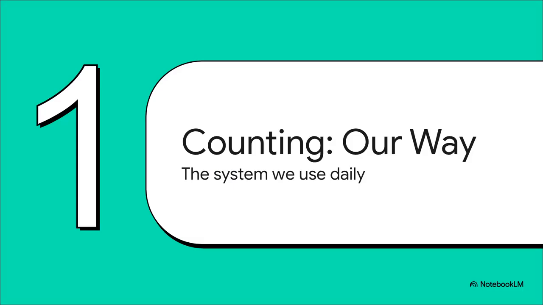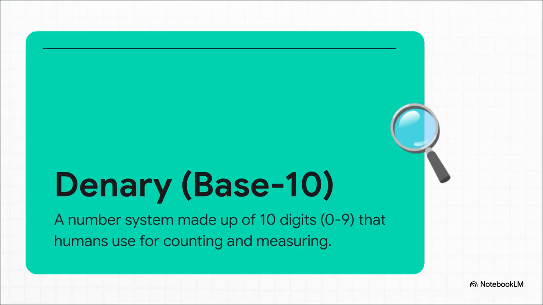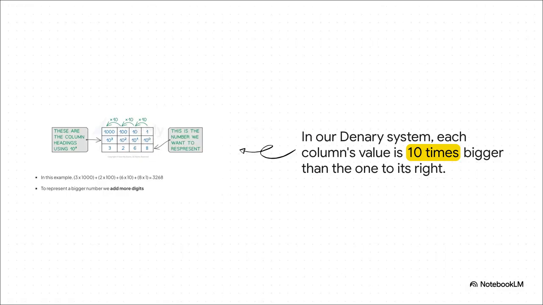First up, to understand how a computer thinks, we've got to look at how we think. Okay, so to get how a computer counts, we actually have to start with us. How do we count? We use a system called Denary. You might also know it as base 10. It just means we've got 10 symbols to work with, 0 all the way up to 9, to build any number imaginable. Now, here's the secret sauce, this idea of place value.